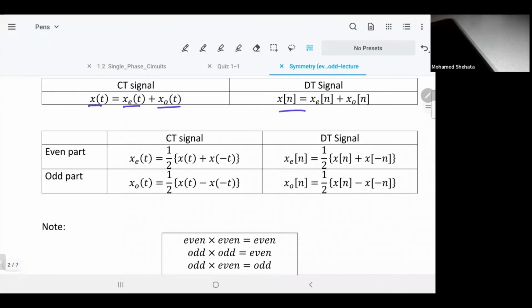Is it applicable also for discrete time signals? Yes, for both. The same equation. So look at the equation. When you get the even part, you add x of t and x of negative t, divided by 2. For the odd part, you subtract. But subtract what? First, you have to put x of t always in the front. Remember that. Let's take an example.